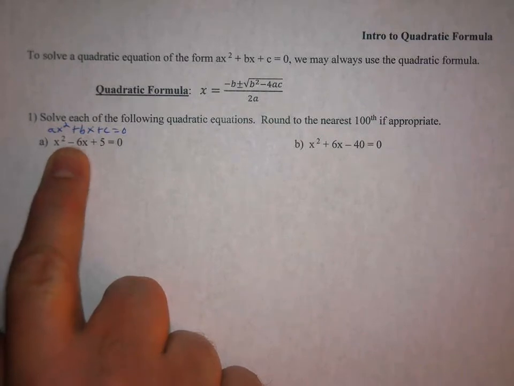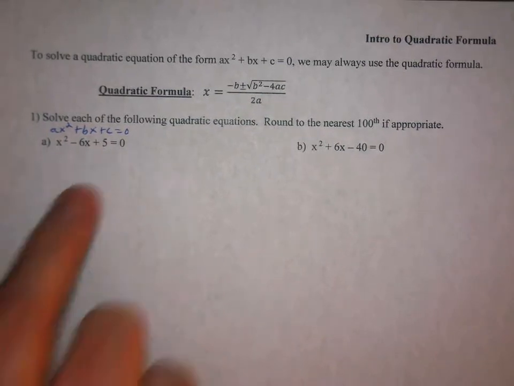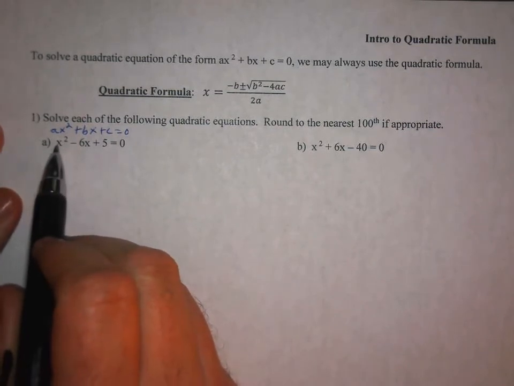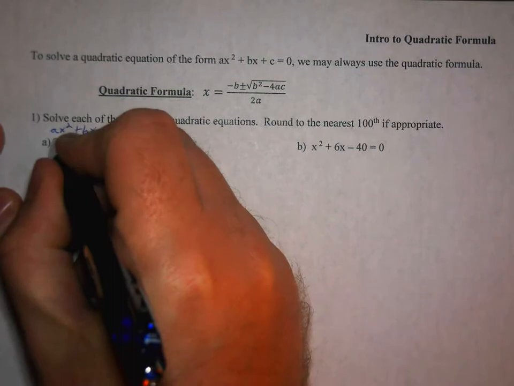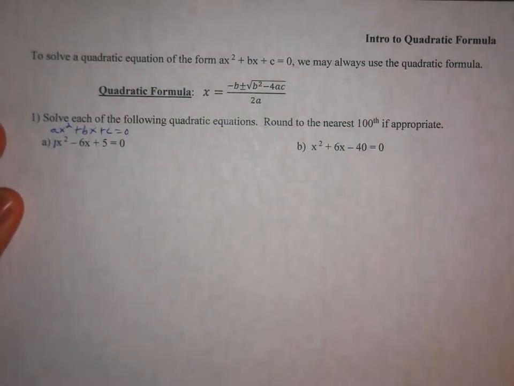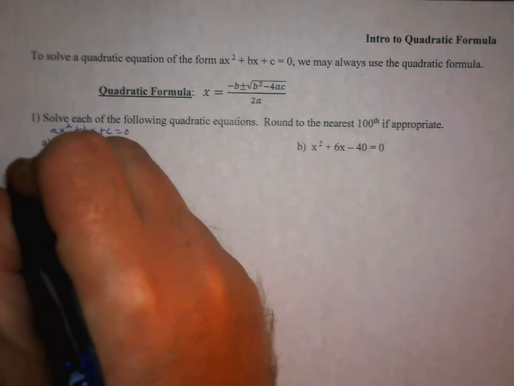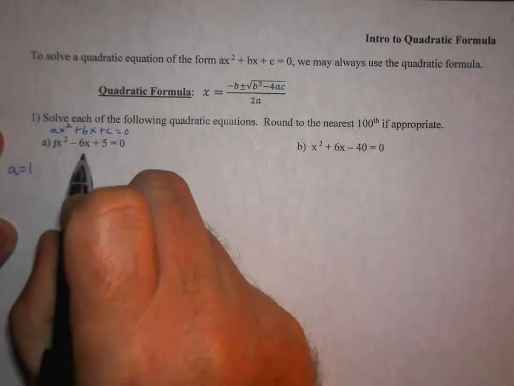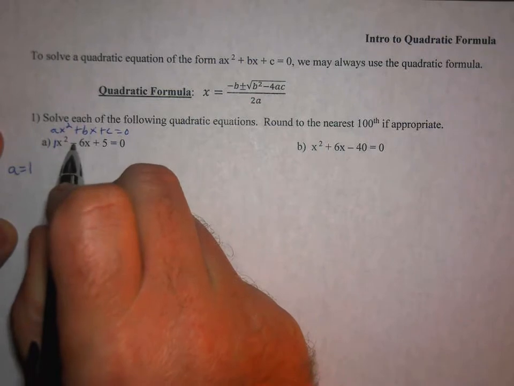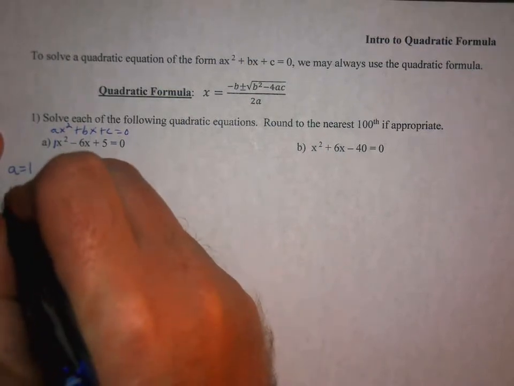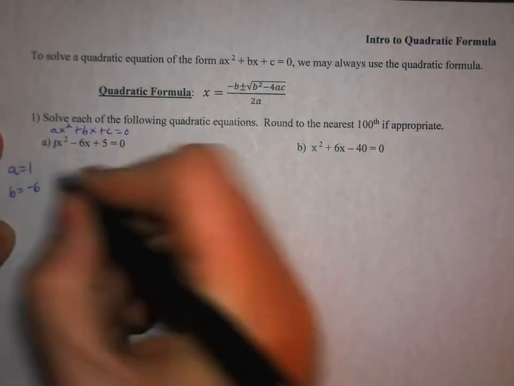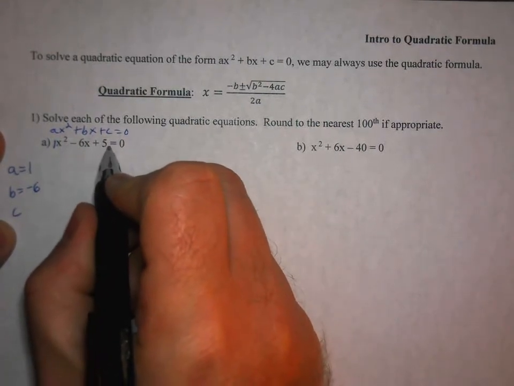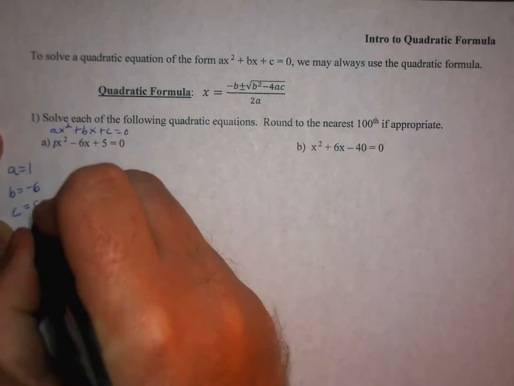So if we identify the a, b, and c values, the a value is essentially the coefficient of the x squared. Well, if there's nothing there, it's assumed it's a 1. So after the sign, I'm going to write a equals 1. b is the coefficient of x, which is negative 6. Make sure you watch your signs. And then the c value is the number all by itself, which is positive 5. So c equals 5.